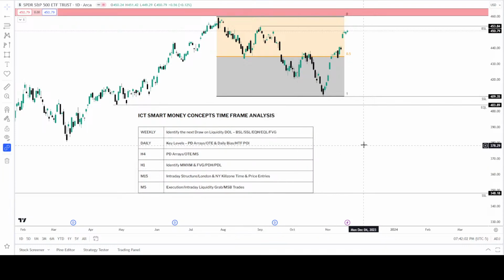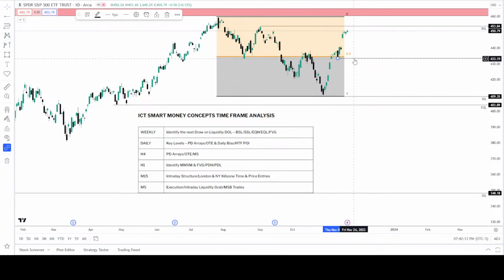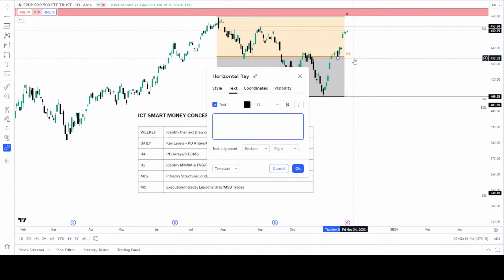So those are the next nearest targets. They're both inside of those other liquidity targets that we already had. And then I'm going to be looking at this low right here. And that's a discount array. It's just slightly below the 50%. And that's also some internal sell side liquidity.